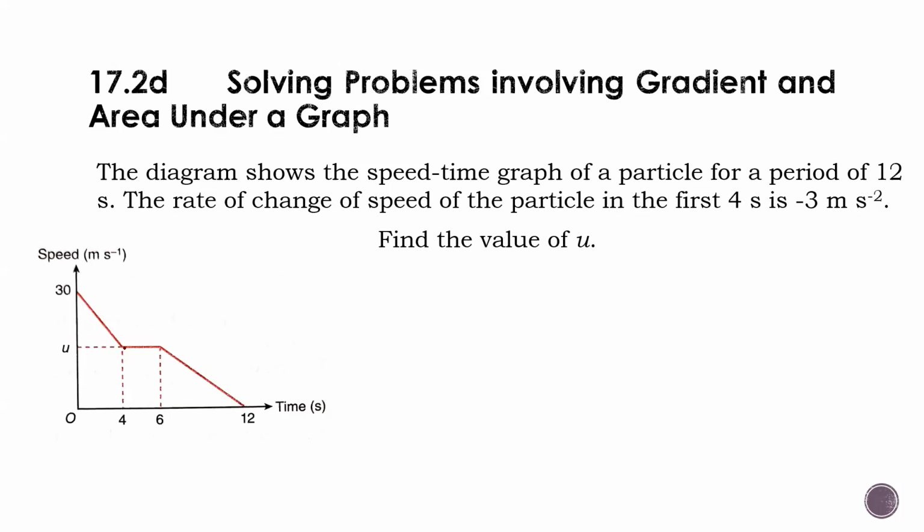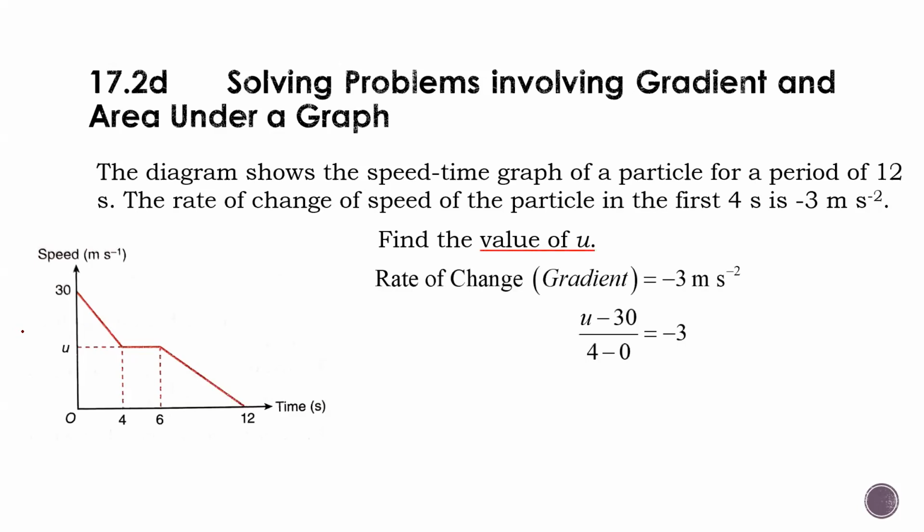So you just use y2 minus y1. So u minus 30. x2 minus x1 is 4 minus 0. So rate of change is negative 3. So it's u minus 30 over 4 minus 0 equals negative 3. So u minus 30 is negative 12. So u is negative 12 plus 30. So u is 18.